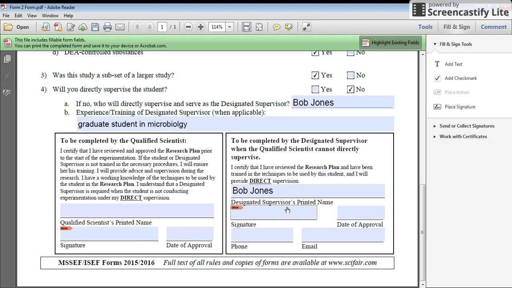And that's how one would complete Form 2. If you have any questions or concerns about it, don't hesitate to contact the Boston Public Schools Science Department.